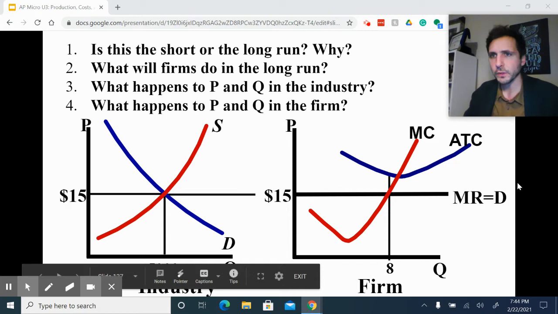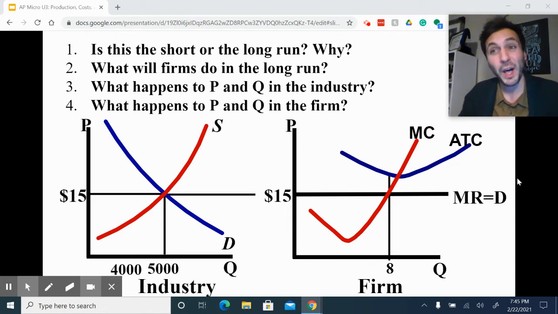Okay, let's try this one. Is this firm in the short run or the long run? Well, obviously it's got to be short run. Why? Because in the long run, we'd have triple intersection. We do not have that here. At that quantity, we do not have it. In fact, our average total cost is above Mr. Dart. What's that mean? Costs are greater than revenues? That means we have a loss on our hands.